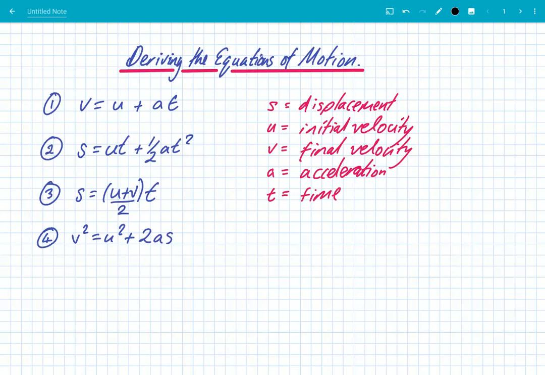Hey, what's up, guys? We're going to look at deriving the equations of motion. So what are the equations of motion? They're four equations that describe constant linear motion, which means motion with a constant acceleration.